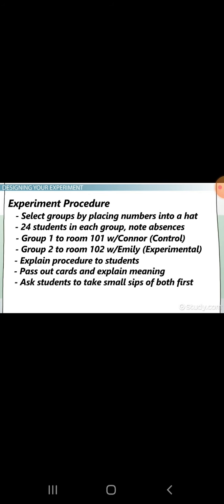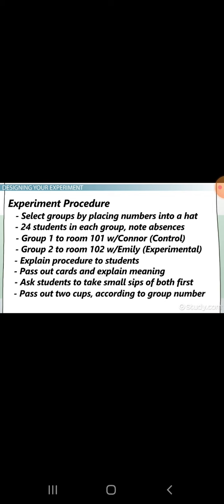Select groups by placing numbers into a hat, 1 and 2. There should be 24 students in each group. Get absences from teachers. Group 1 goes to room 101 with Connor, the control group. Group 2 goes to room 102 with Emily, the experimental group. Explain to students that we want to know their beverage preference. Pass out the cards and explain the meaning of the thumbs up, thumbs down, and equal sign. Ask the students to take small sips of both before deciding their choice.